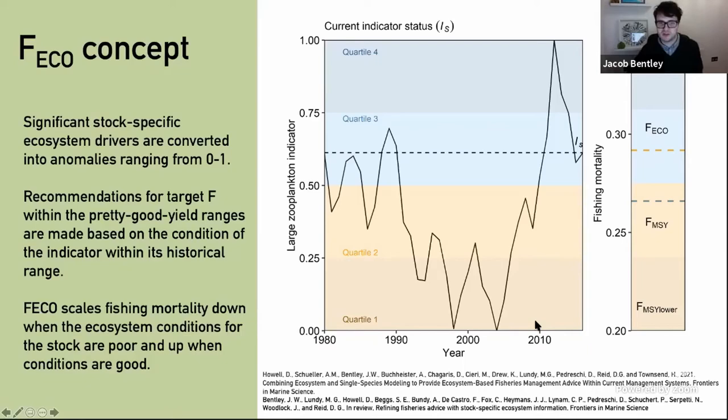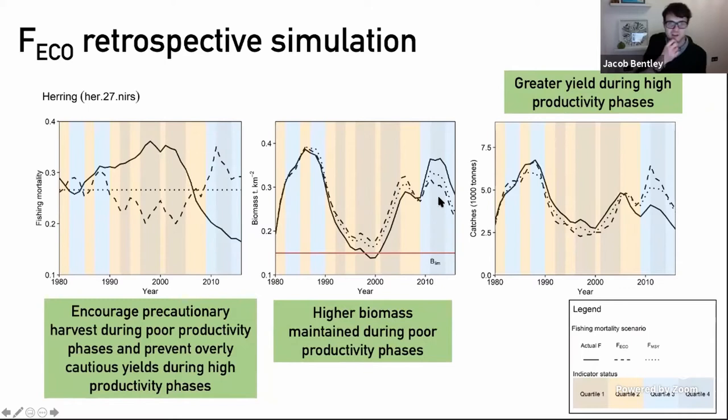So we've run a few retrospective simulations just to see, if since 1980 we had followed F-Eco, so adjusting FMSY in line with the changes in productivity of zooplankton, how would that have impacted the biomass and catches of herring over time? So on the far left, we have the fishing mortality scenarios. The solid line is the actual fishing mortality that's been followed over time. The dotted line is stationary FMSY. And then the dashed line is the changing FMSY with the condition of the large zooplankton indicator over time.